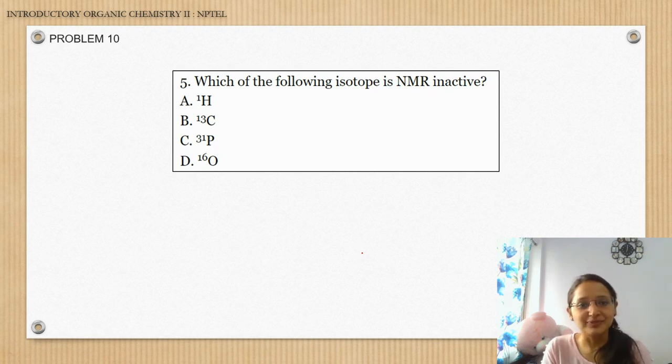Here they are asking which isotope is NMR inactive. We have been discussing 1H so far, so it can't be inactive. It is NMR active, and 13C we have also talked about. It is not NMR inactive. How are we going to give the suggestion or the clarification of this?